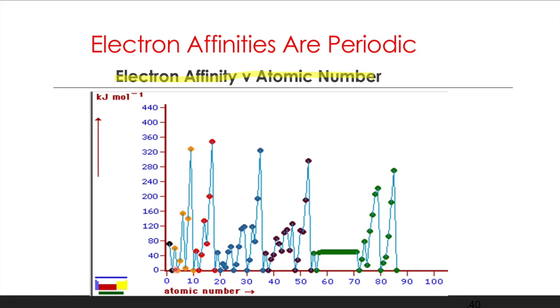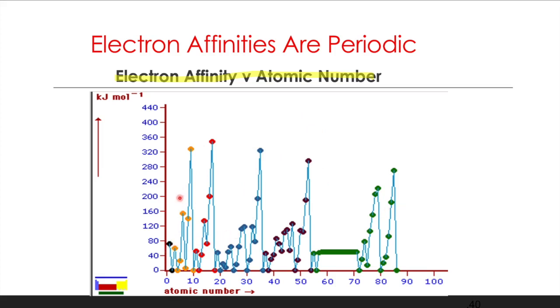Similarly, in the second period, lithium is this orange dot over here. Lithium, beryllium, boron, carbon, nitrogen, oxygen, fluorine. So again, in the second period, the group 17 element fluorine has the highest electron affinity. So in general, the trend is that as we go across the period, the electron affinity increases.